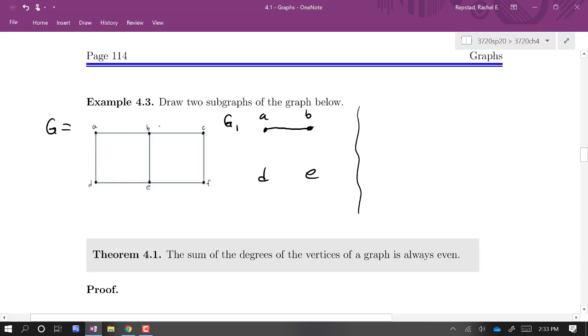And maybe I'll take another subgraph. Maybe I'll grab vertices B, C, and F. And this time I'll just grab all the edges. I cannot add edges that weren't already there. So I'm not allowed to add an edge that connects B and F, because that edge was not already in the graph G to begin with. So here's a graph G2, and we would say G1 is a subgraph of G, and G2 is a subgraph of G.